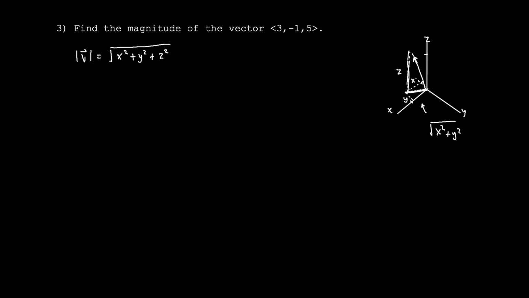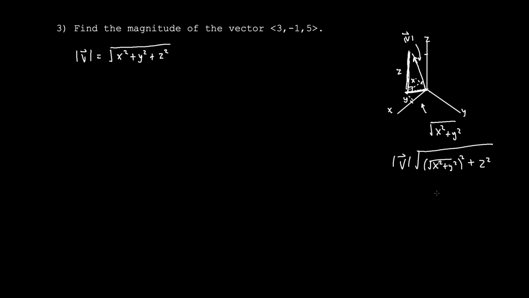Now taking a look at this triangle, it is the same thing. We can find the magnitude of vector v by taking the square root of x squared plus y squared plus z squared.